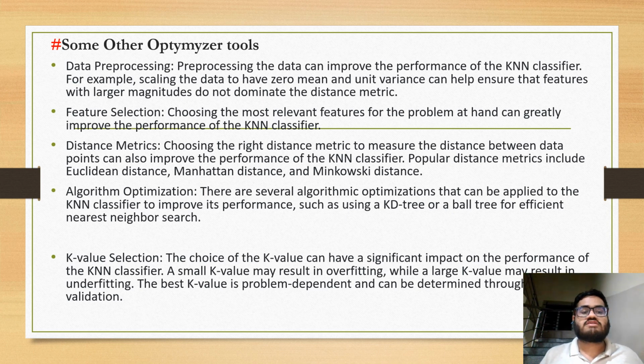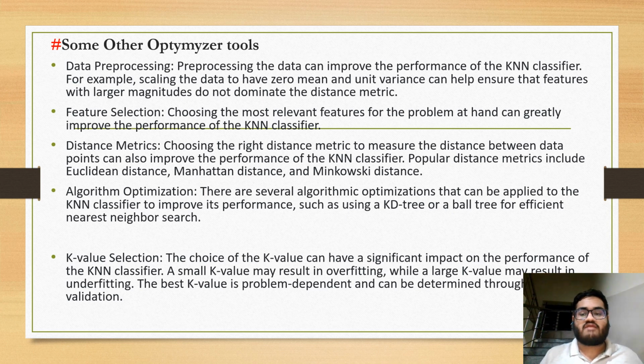Next is the distance metric. Choosing the right distance metric to measure the distance between data points can improve the performance of the KNN classifier. Popular metrics include Euclidean distance, Manhattan distance, Minkowski distance. The fourth option is algorithm optimization. There are several algorithmic optimizations that can be applied to the KNN classifier to improve its performance, such as using a KD tree or a ball tree for efficient nearest neighbor search.